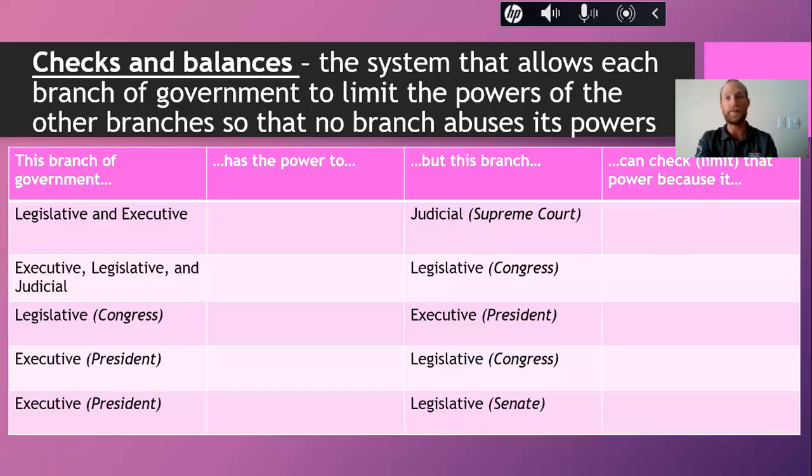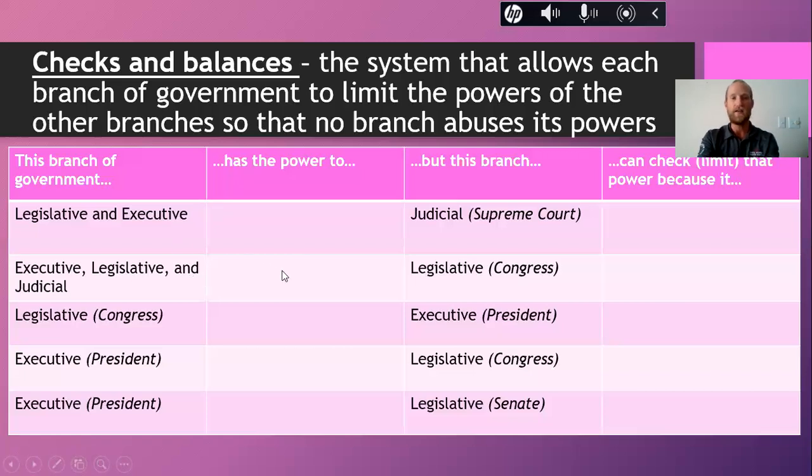Hopefully you talked about judicial review. The Supreme Court, the judicial branch, can limit the other two branches on the laws they create and the actions they take using judicial review. Judicial review allows the court to strike down laws and to stop presidential actions if the Supreme Court thinks those laws and actions are unconstitutional. They go against the Constitution.